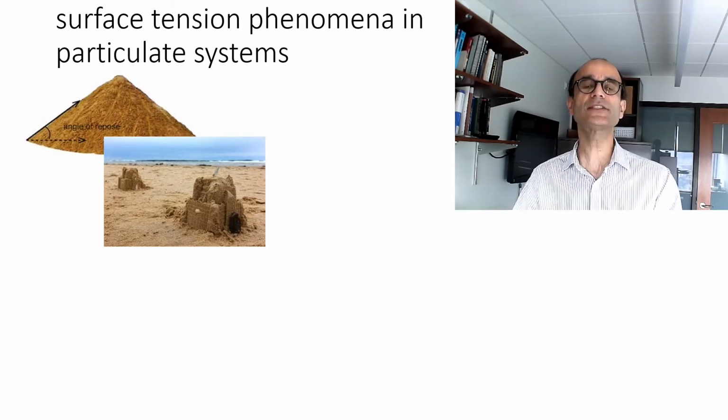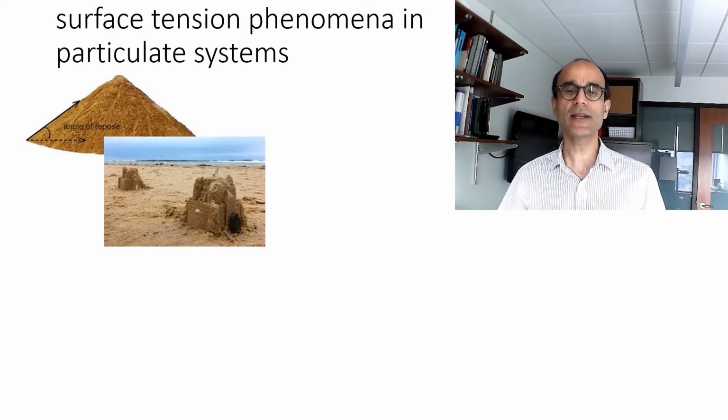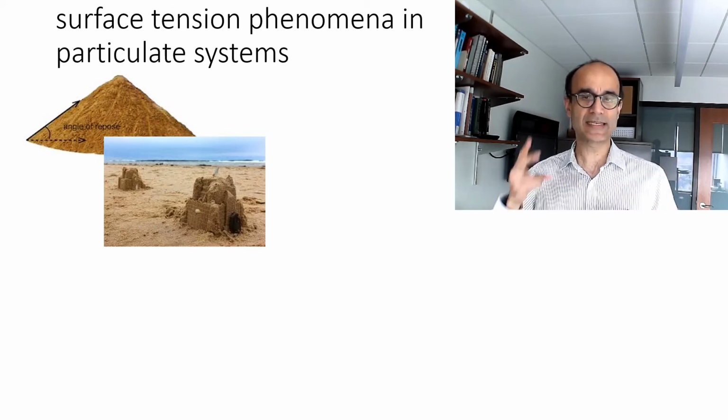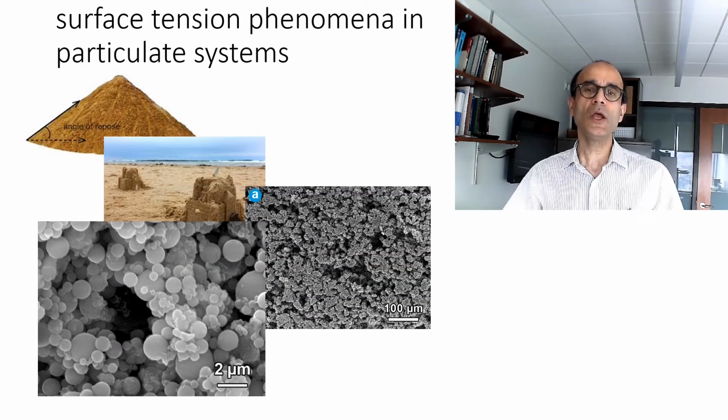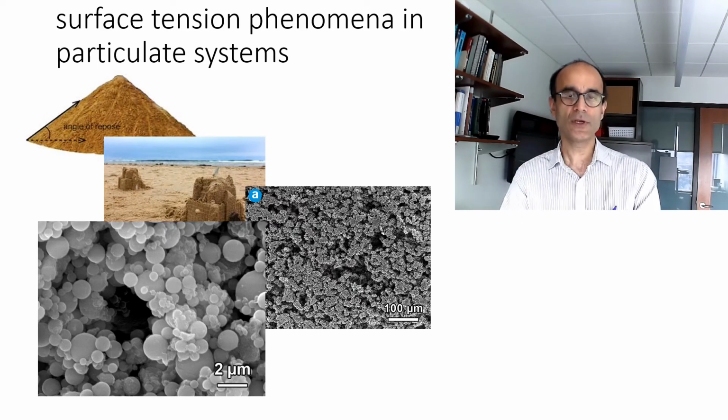So this is a surface tension or a capillarity effect in a three-component system, one particulate species and two fluid species, water and air. What we've been looking at is mixtures of a particulate species with two liquid species. So here is an example.